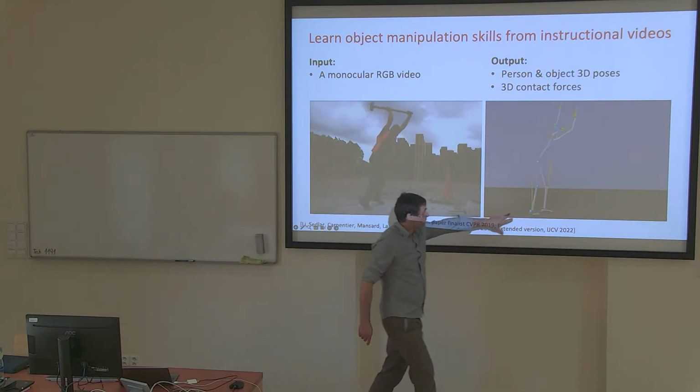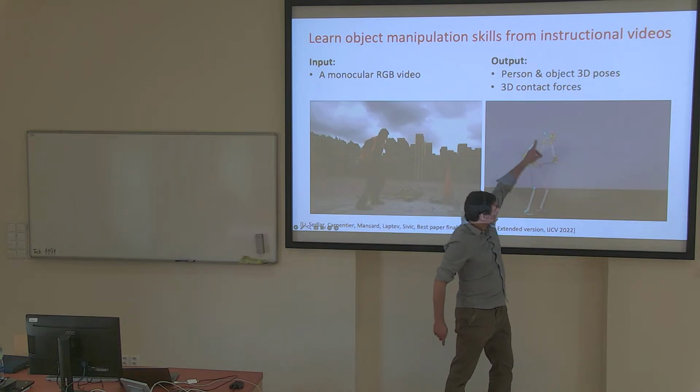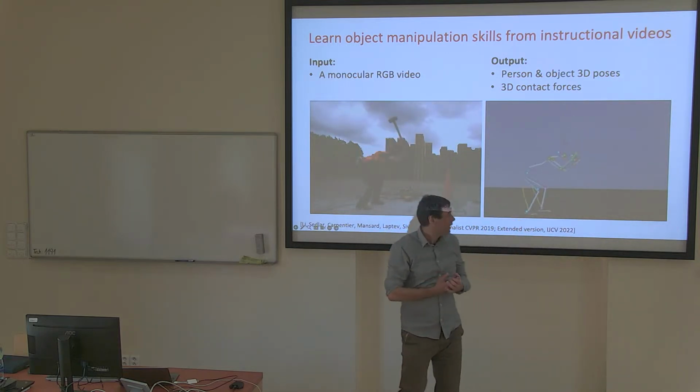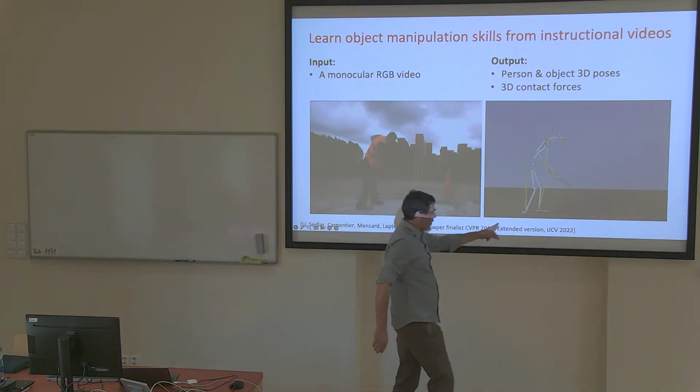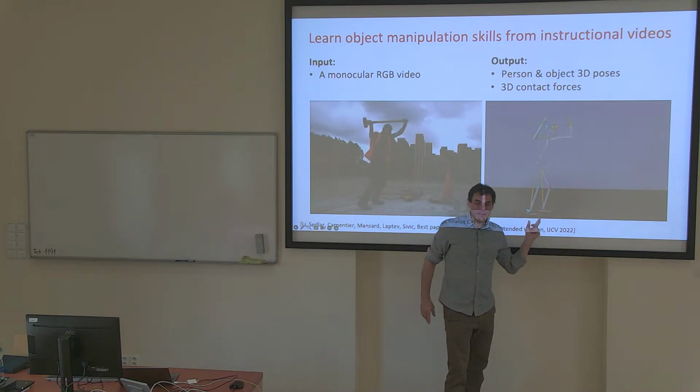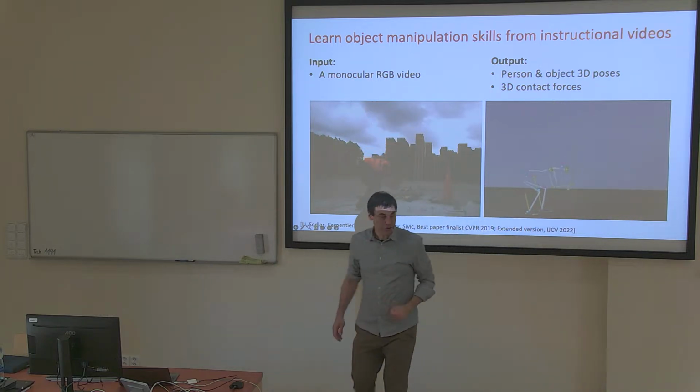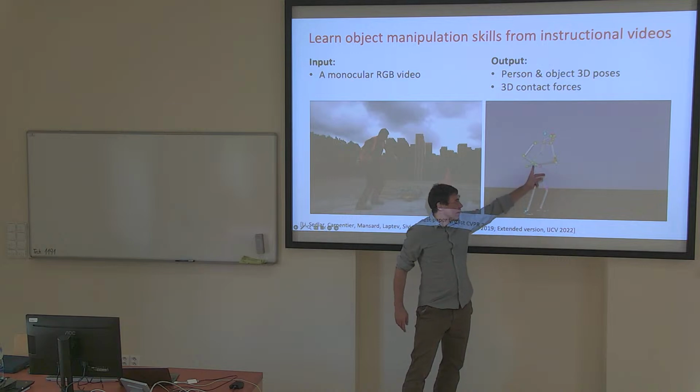But not only the person, but also the tool. The tool is modeled as a simple stick-like object. And the yellow arrows, which you see here, are actually estimates of the interaction forces between the person and the ground, and the person and the tool.